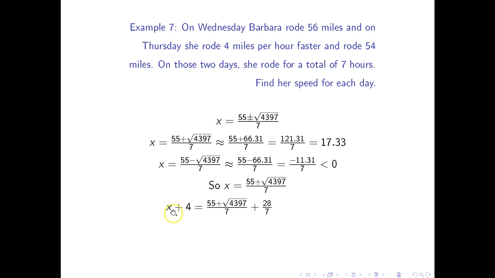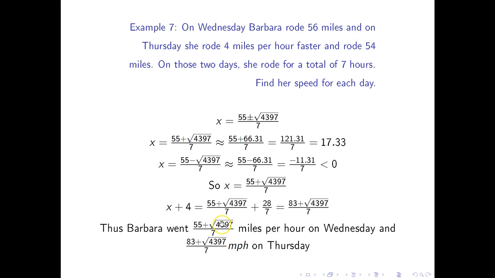But we're not done, because remember, we have this plus 4. That would only give me Wednesday. I have to figure out Thursday. So I take it and add 28 over 7. And now I can combine like terms. They both have the same denominator. So 55 plus 28 is 83. A square root's still hanging out there. And that is my Thursday speed. So my speeds are this one, miles per hour on Wednesday, and this one, miles per hour on Thursday. So those are my two speeds as they stand.